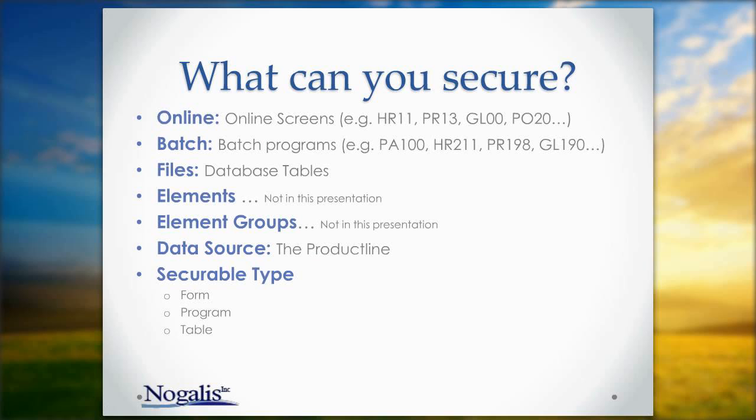Now, online screens are screens you're used to on a day-to-day basis, like your HR11 or your AP10. And batch screens are just your reports and batch jobs that you normally run. And files are files within your database system, so those are the database tables. The rest of these are elements, element groups, data sources, and secure boot types, which we're not going over in this presentation.